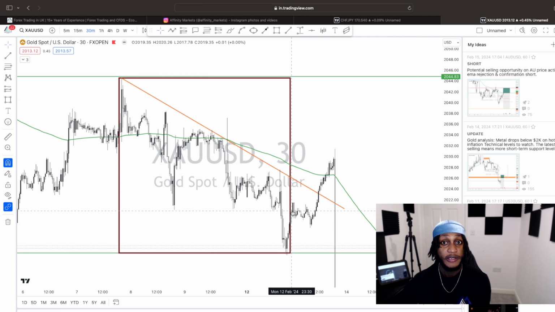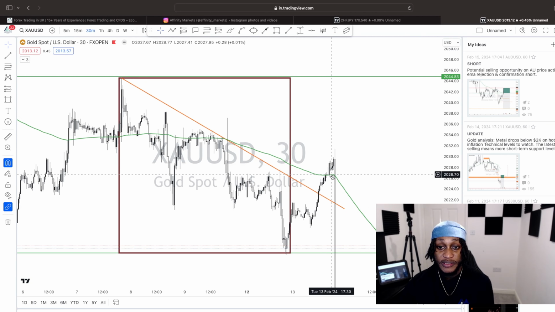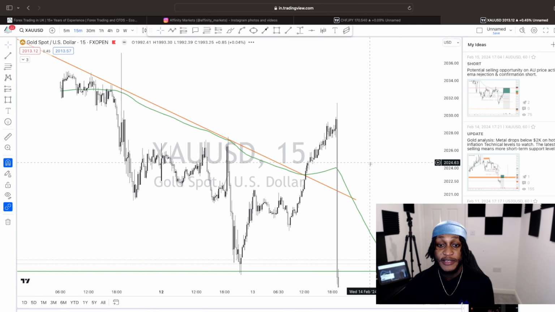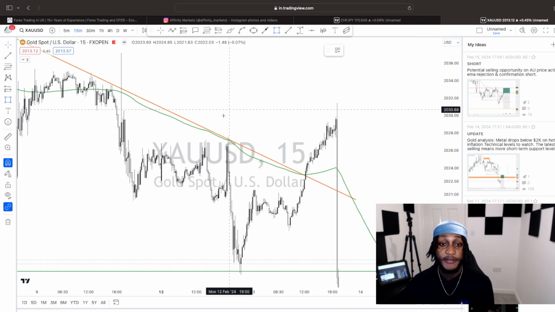We sent these into our premium Telegram where we have our clients who trade on our platform, right? And then we had our EMA, right? You can see price came back into our EMA, and then boom. What I actually saw, right, was on my 15-minute time frame, what I saw is this.